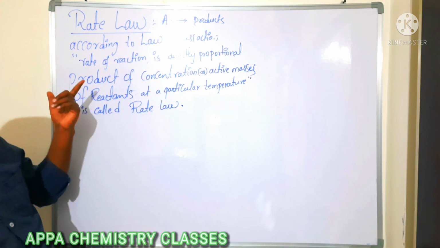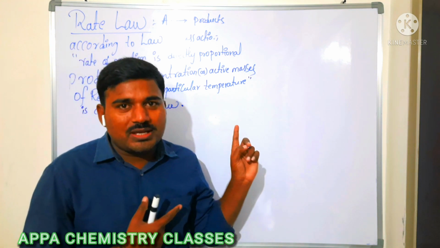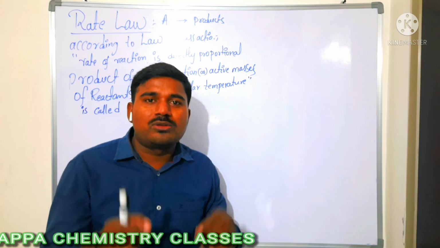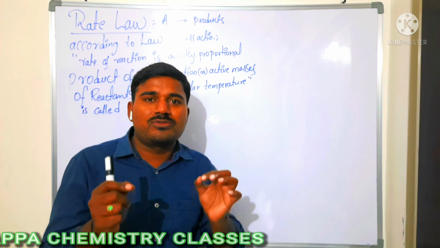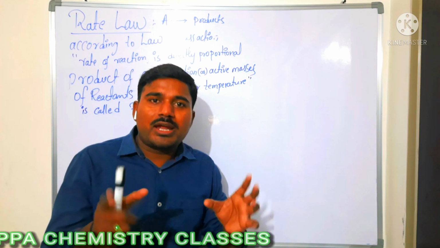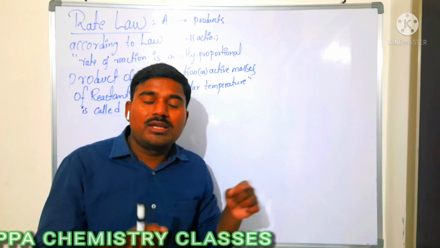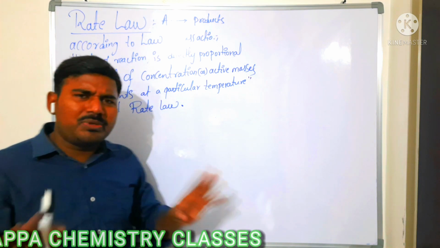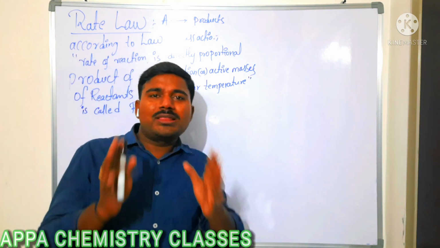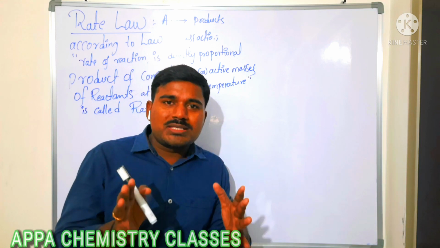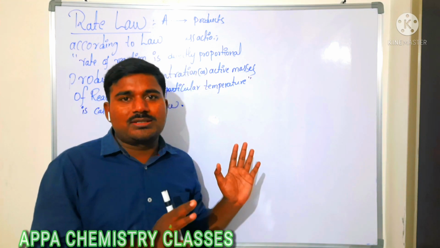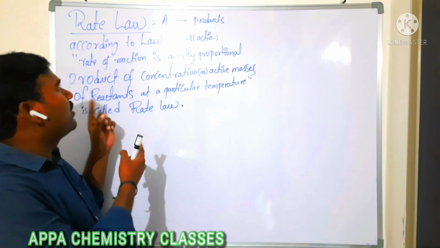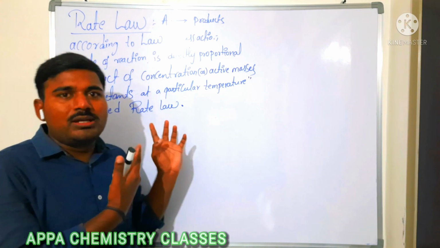So what is rate law here? According to the law of mass action, the rate of reaction is directly proportional to the product of concentrations or active masses of the reactants at a particular temperature, and this is called rate law. It gives the mathematical relationship between concentration of reactants and the rate. That is what we call rate law, based on the law of mass action.